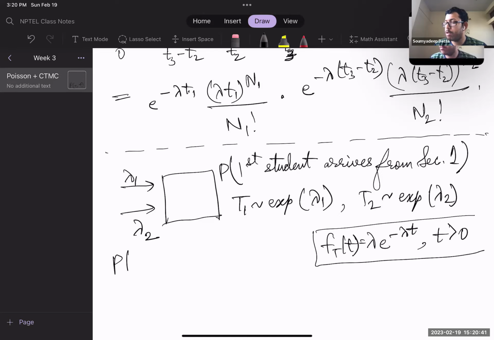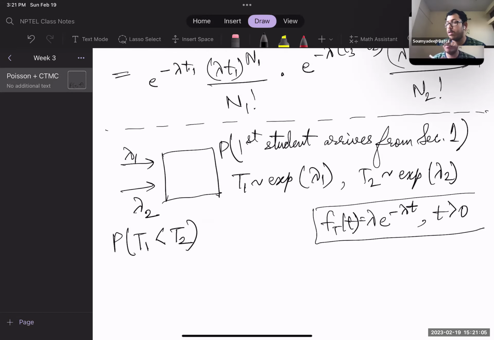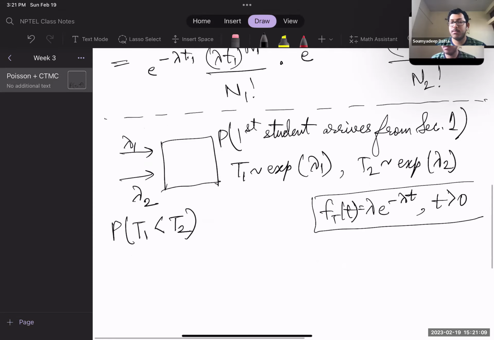So I need the probability that T1 is less than T2, that the first student actually arrives from section 1, which means the arrival time of the first arrival process is quicker. Does this logical reasoning make sense? I want the first student to be from section 1 and I want to find the probability. This is a bit of probability jugglery.